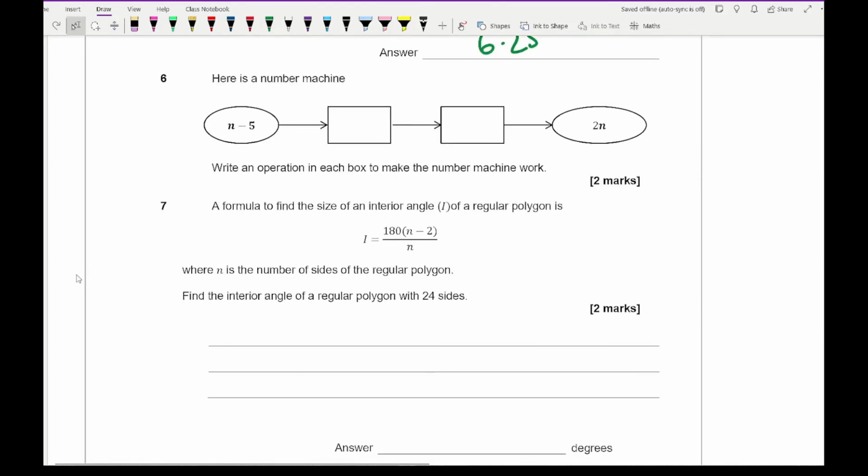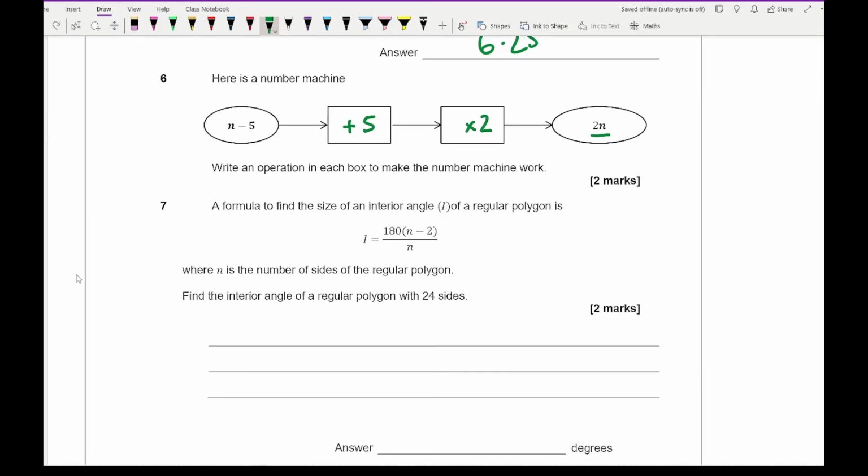Moving on to question 6, it says here is a number machine. Write an operation in each box to make the number machine work. So what we want to do here is get n by itself. So we need to add 5 and then we multiply by 2, and that should give us the product of 2n.